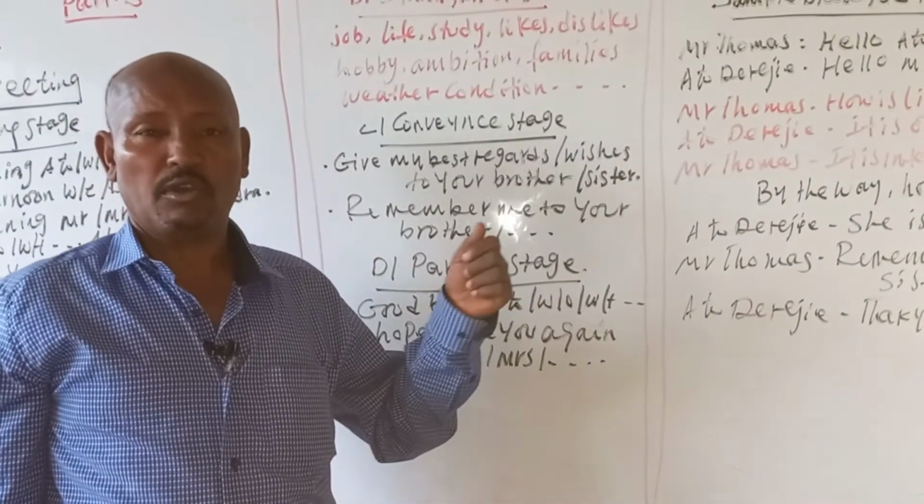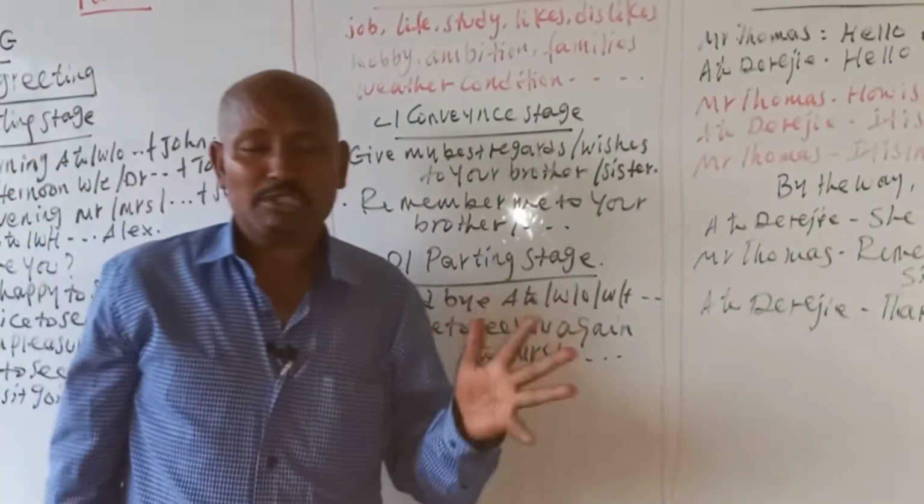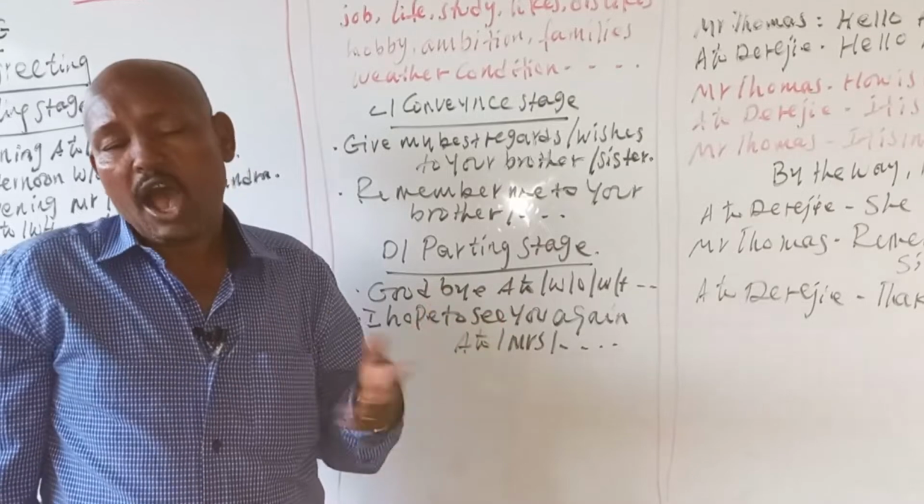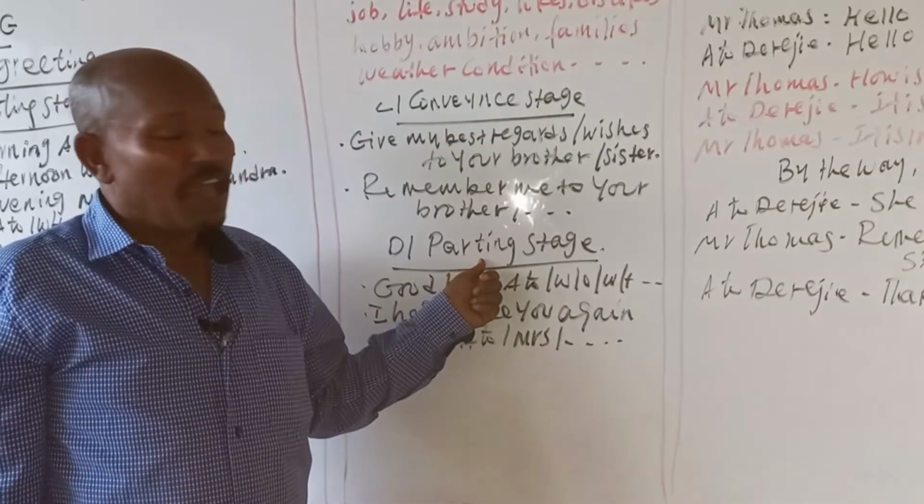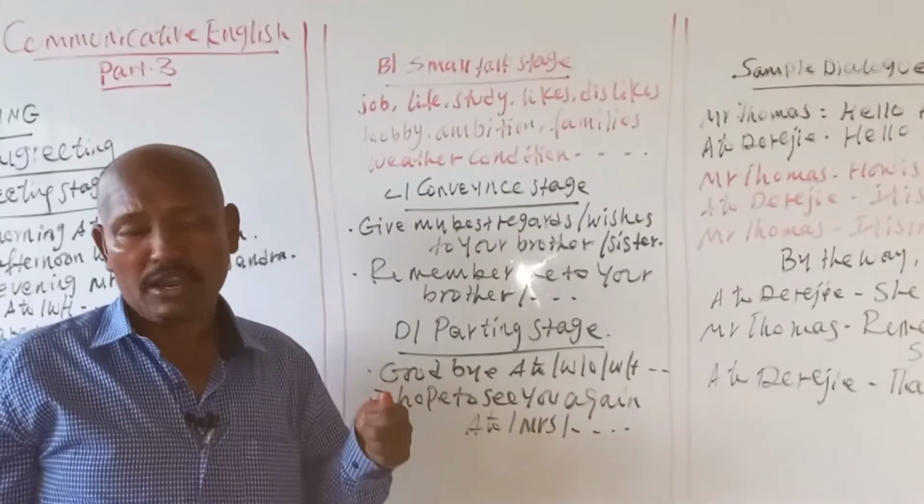or Ato Molla, goodbye, Mr. Kabada, goodbye, Mr. Admasu. And I hope to see you again, Ato Mullah. I hope to see you again, Mr. Kabada. So these are the expressions for the parting stage under formal greeting.